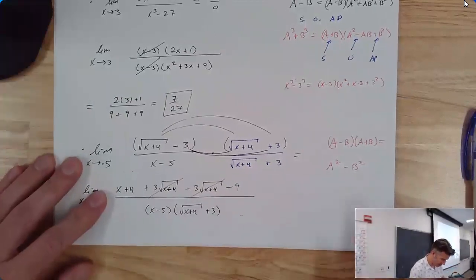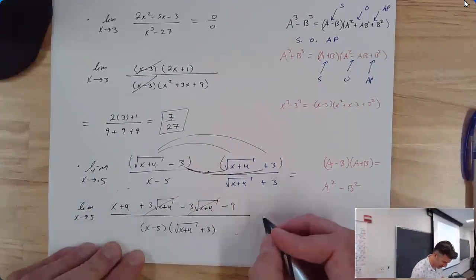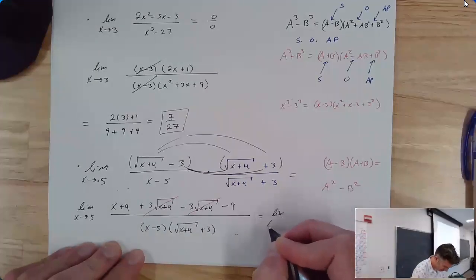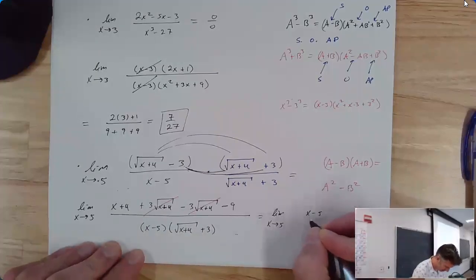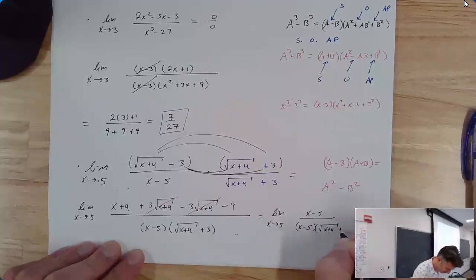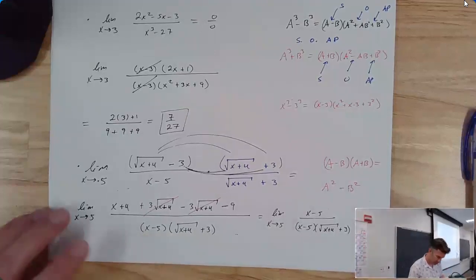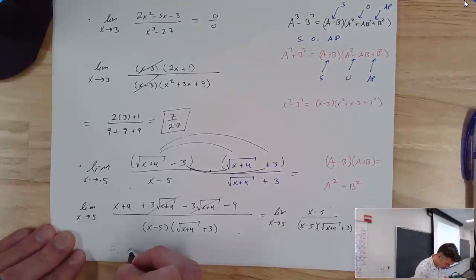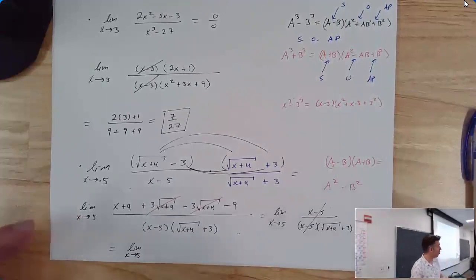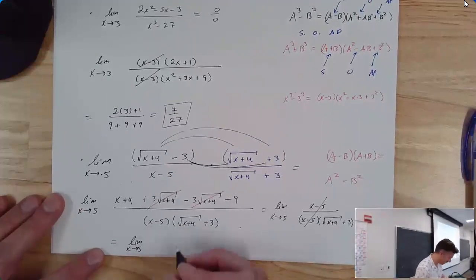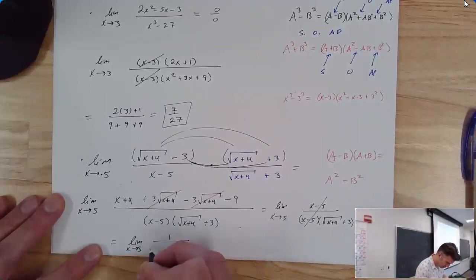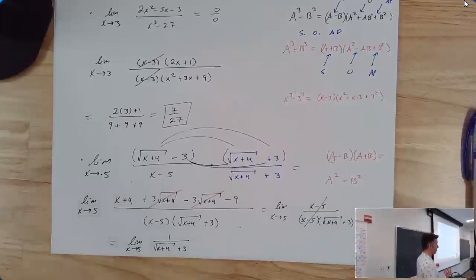All right, simplifying the top here. Let's see, x plus 4 minus 9 is x minus 5. So the limit as x goes to 5 of x minus 5 over x minus 5 times the square root of x plus 4 plus 3. I can cancel those x minus 5s now, right? That x minus 5 cancels that. I'm left with a 1 in the numerator. So the limit as x goes to 5 of 1 over the square root of x plus 4 plus 3. And now that I don't have a 0 over 0 anymore, I can plug in the 5 for x. So I plug in the 5.